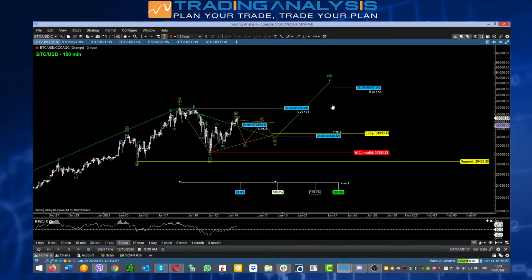So many people, when they start to observe Elliott wave, they say, as I said, how can you have several wave counts?